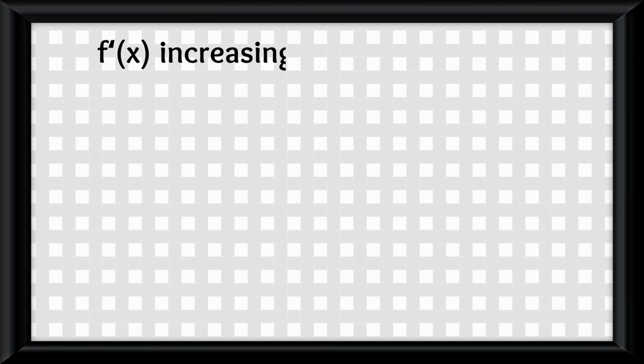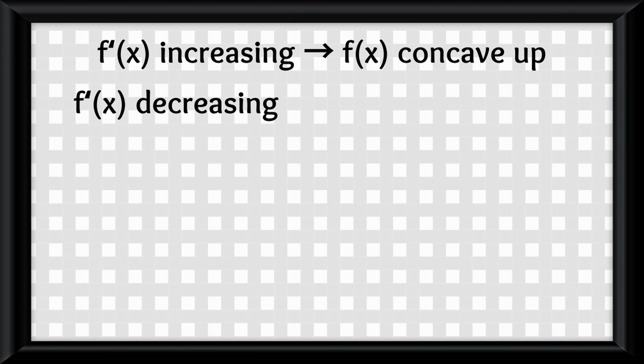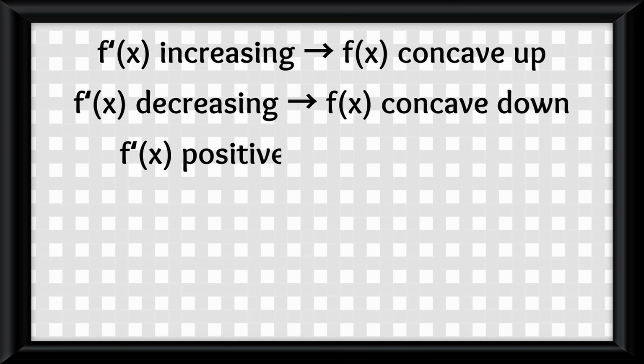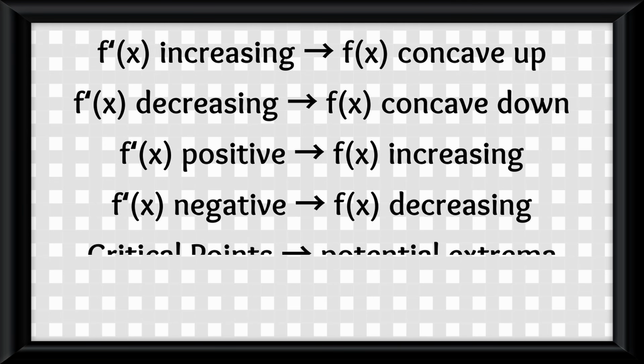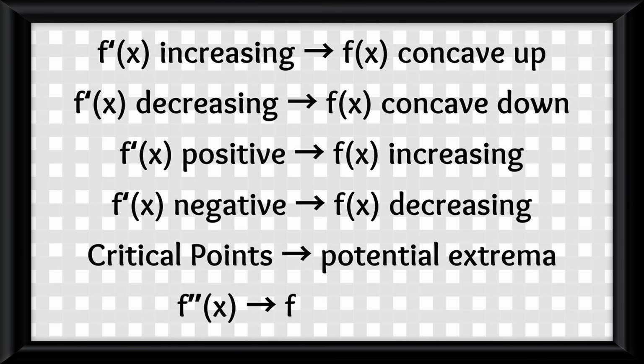Wherever you see the f prime function increasing, that means the original function would be concave up. Decreasing means concave down. Wherever f prime is positive, the function f would be increasing. Wherever f prime is negative, the function would be decreasing. Also look at your critical points for wherever there would be a local or absolute extremum. You can also use the second derivative test if you are unsure about the concavity.